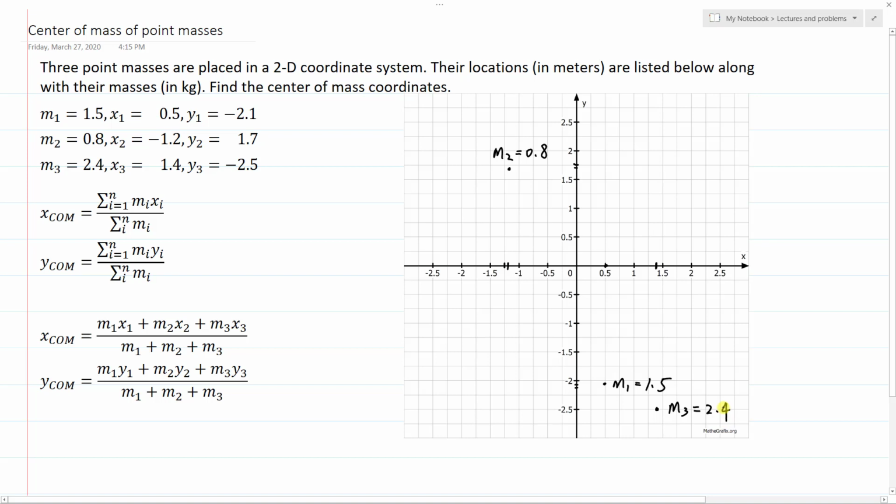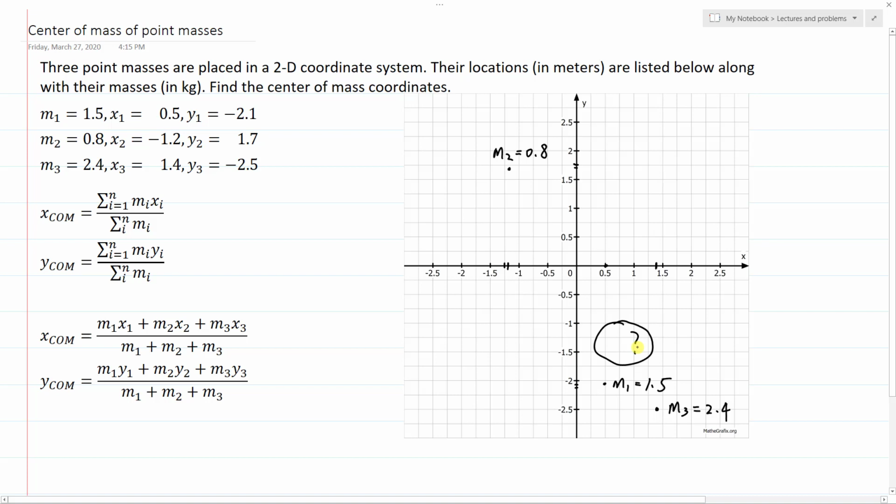So let's take a look here, just to have an idea where the center of mass might be. We know that the majority of the mass is here in the 4th quadrant, and these masses also have the majority of the total mass, right? 1.5, 2.4, and here we have only 0.8. So we know that the center of mass should be closer to the heavier mass side. So we know that the center of mass is probably in this region. So let's draw maybe a blob right here. So the center of mass is probably in this region after our calculation.